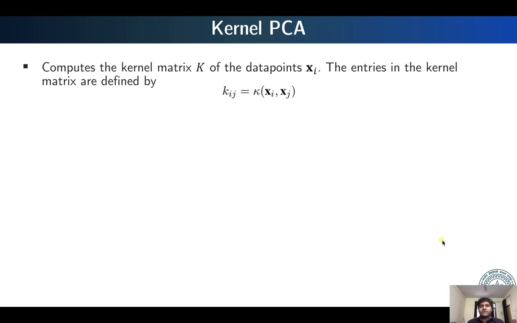This was proposed in order to get rid of the linear assumptions associated with PCA. Using a nonlinear kernel function, it is possible to accommodate the nonlinearity in the data. First of all, kernel PCA computes the kernel matrix using the data points. The entries in the kernel matrix are defined by this equation. Here kappa is a kernel function, and it can be any function which leads to a positive semi-definite kernel.